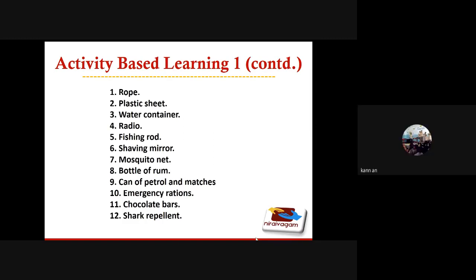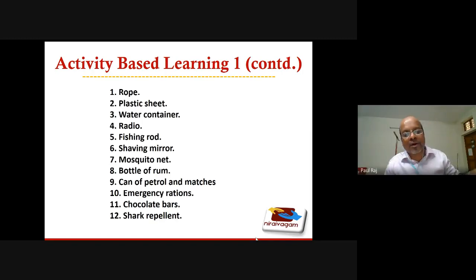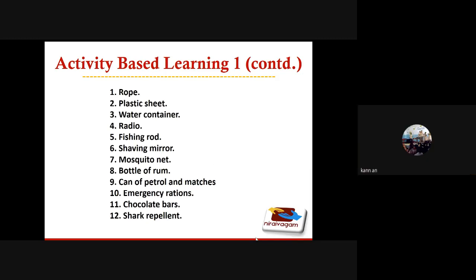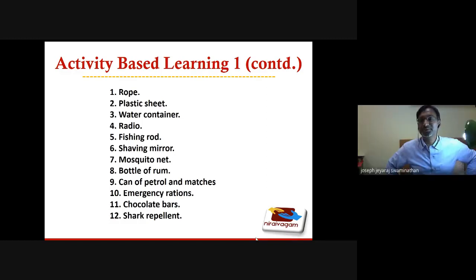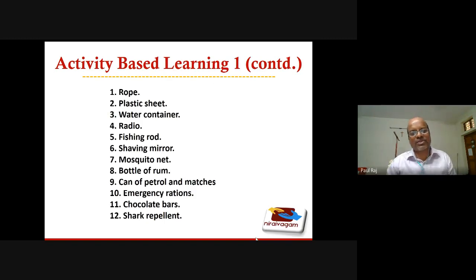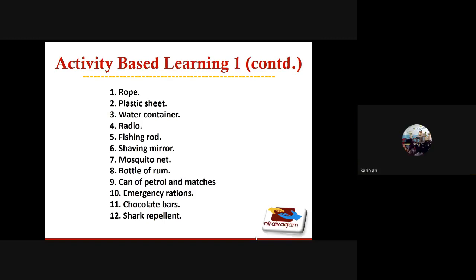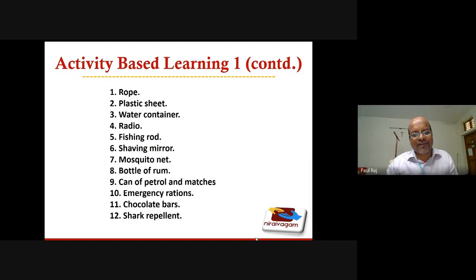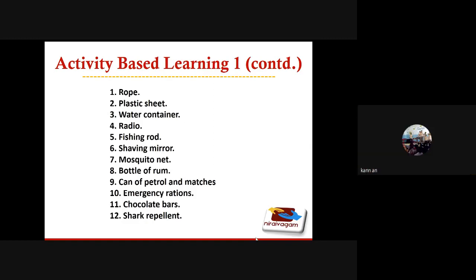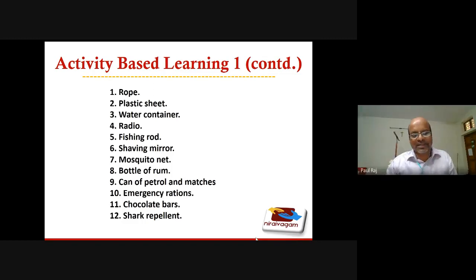Shaving mirror. Okay. Why do you choose shaving mirror, sir? In case of any emergency, this mirror can be used to communicate to others from a long distance. Okay. Wonderful. What is your second choice? Second choice is the radio. Okay. Third choice will be the chocolate, because we need energy, to eat and to have energy.